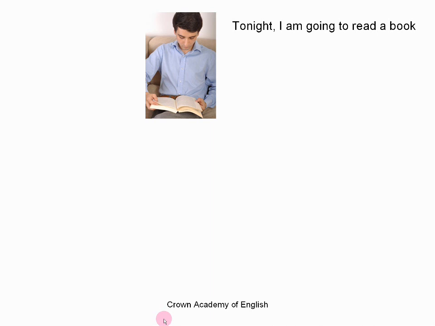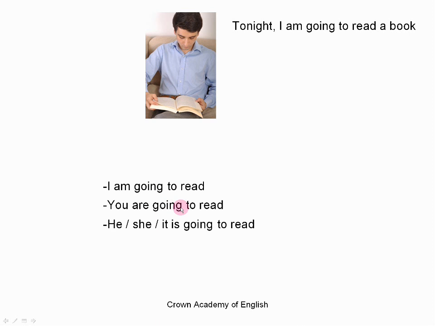Let's conjugate the verb. So we say I am going to read, you are going to read, he, she, it is going to read, we are going to read, and they are going to read. Okay, so this is an example of going to, and you should be able to see there is a pattern here. So let's look at this in more detail.